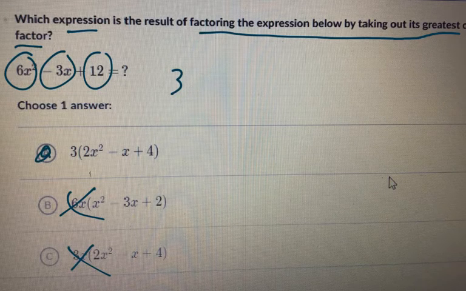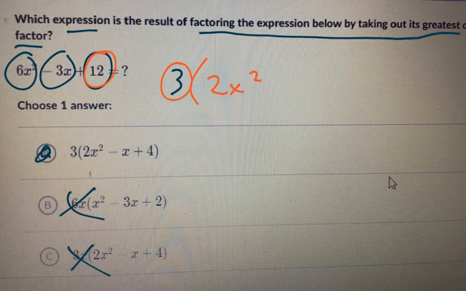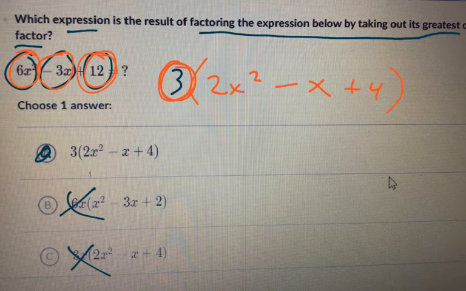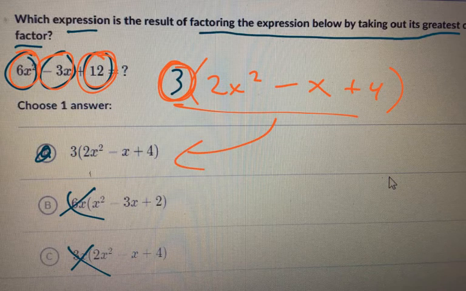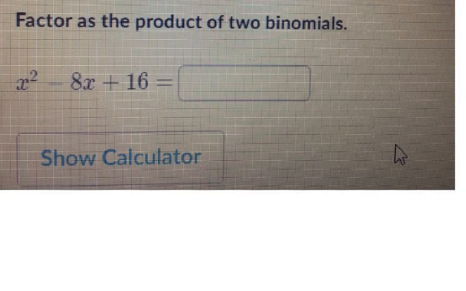Do you guys agree? This one right here does not have an X in it. So let's just double check it. If I do 2x squared times 3, I do get 6x squared. If I do minus x times 3, I get minus 3x. If I do plus 4 times 3, I get 12. This is exactly what's right there. So the answer is A. So hopefully you guys can do a simple GCF like that with a number, by the way. All right, let's see what the next one is.